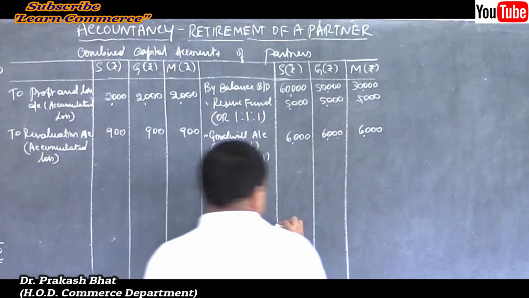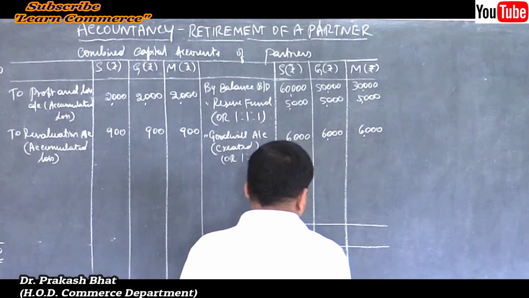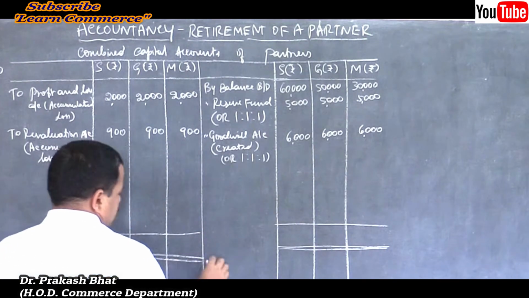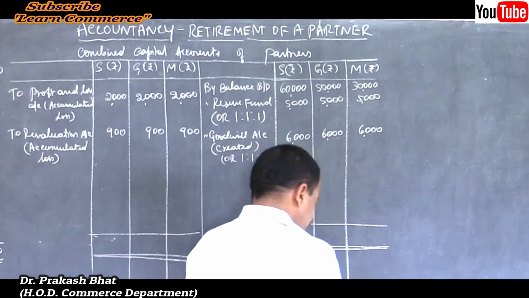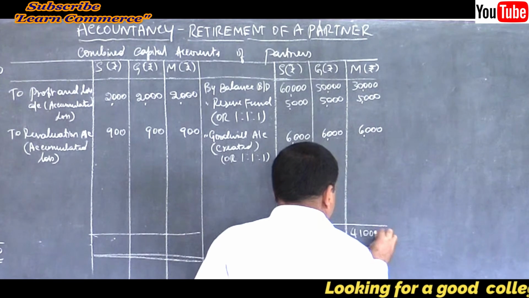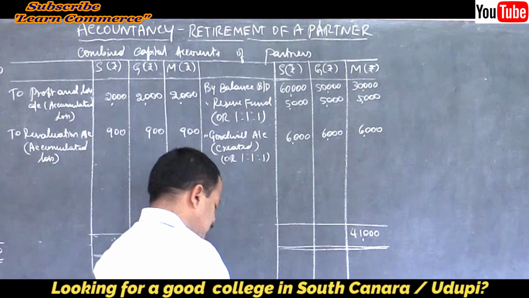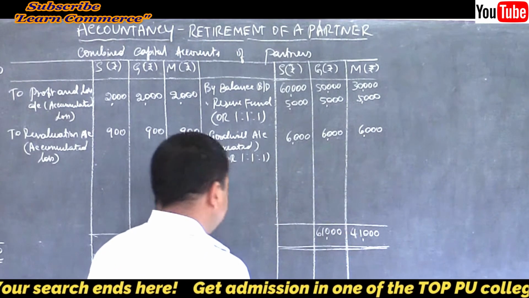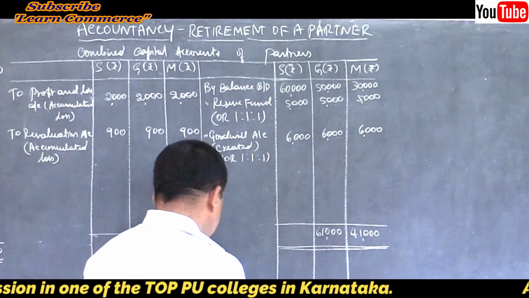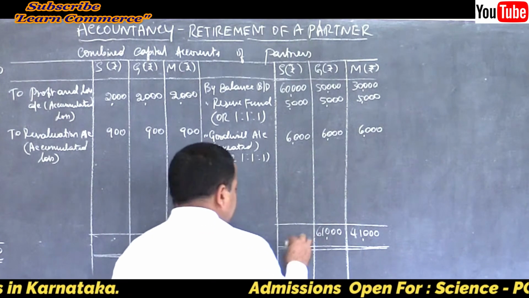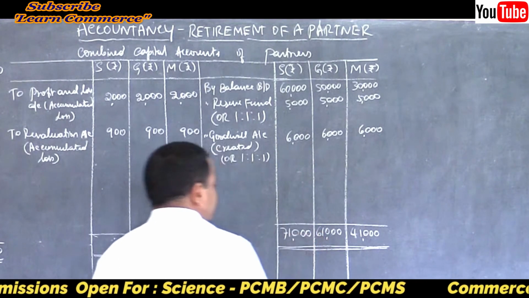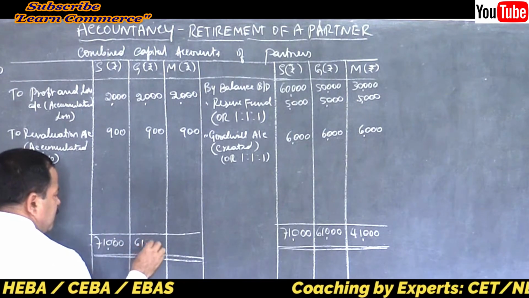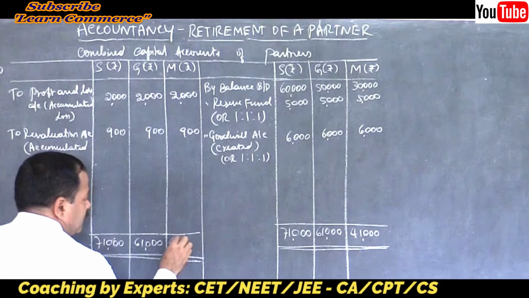Close your capital accounts. Find out the difference. So, 41,000 in Manju's account, then 61,000, 61,000, and here 71,000. Write the same total on the other side: 71,000, 61,000 and 41,000.